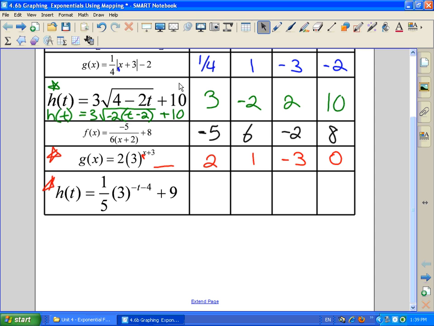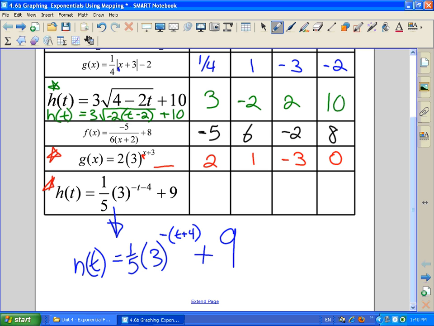Looking at this last one, we have to be careful, because we haven't got K factored out. So let's factor that out first. So h at t equals 1/5 times 3, all raised to the -t plus 4, and then plus 9. So make sure to factor out your K value. So let's take a look here. A is 1/5. K is -1. D is -4. And C is 9. So that's a good warm-up, ladies and gentlemen, to where we're going.